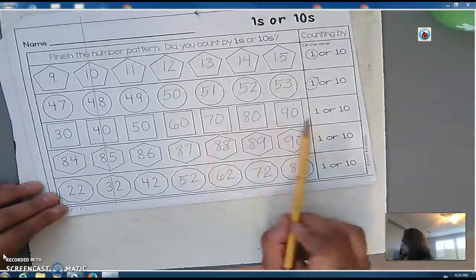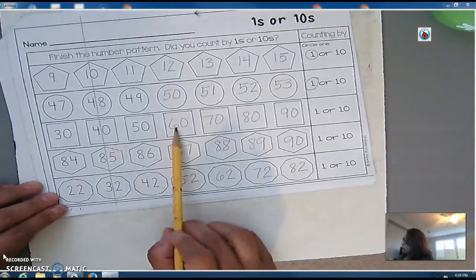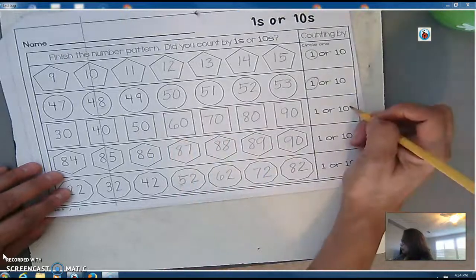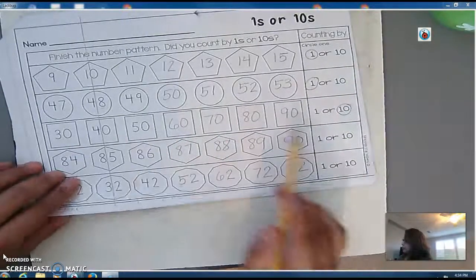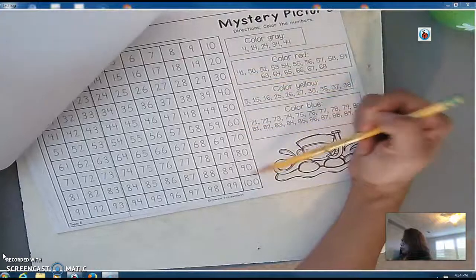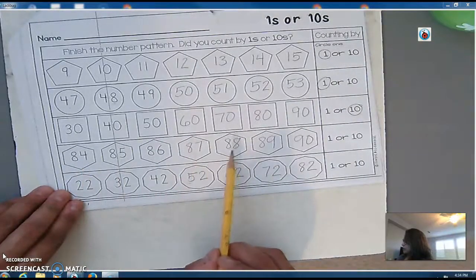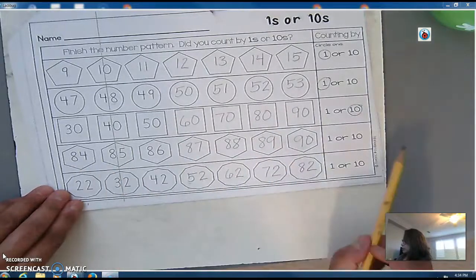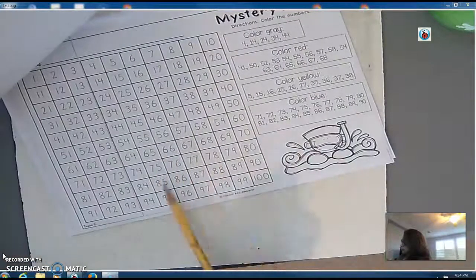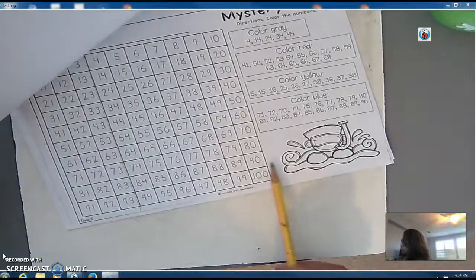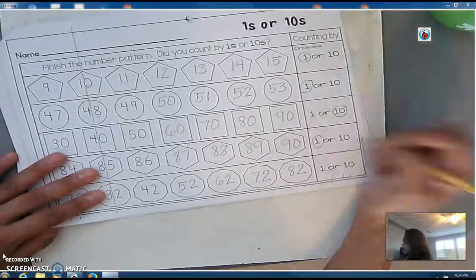All right, for this one we said 30, 40, 50, 60. We were counting by tens. If you check that one here, you're going down this way. 84, 85, 86, 87, 88, 89, 90. That's going across. If you notice, where's 84? Here, we went across this way. So that means we're counting by ones.